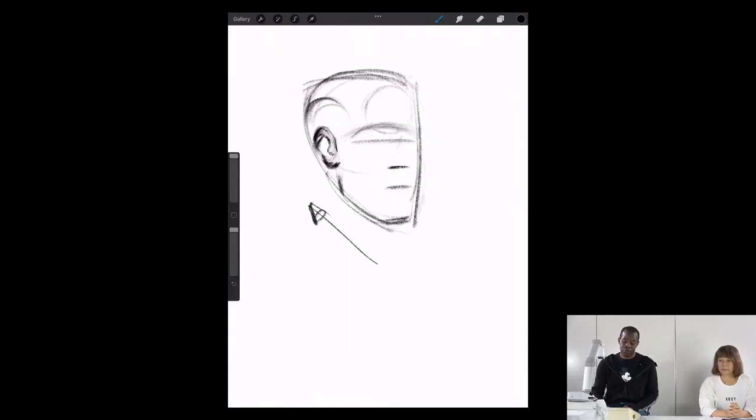I'm just drawing the helix ridge and then the anti-helix there, and I imply the tragus down there. Okay, all right. So that's our 3/4 view for the head.